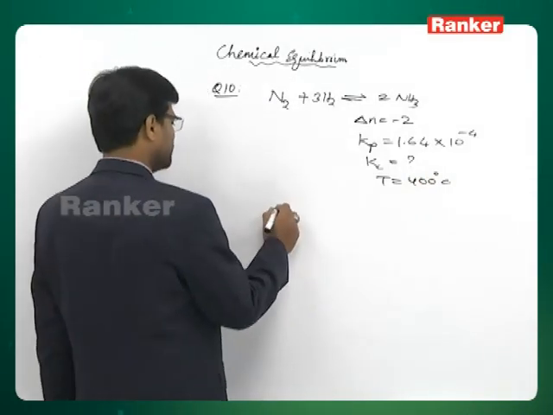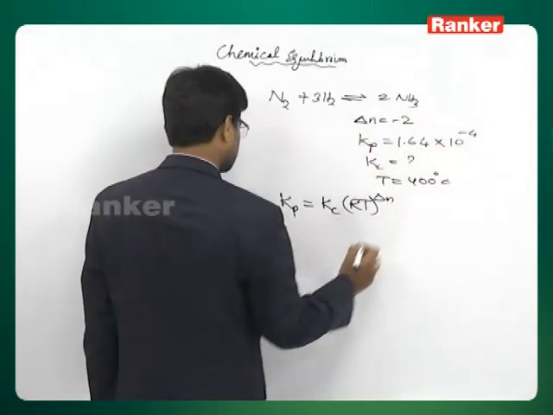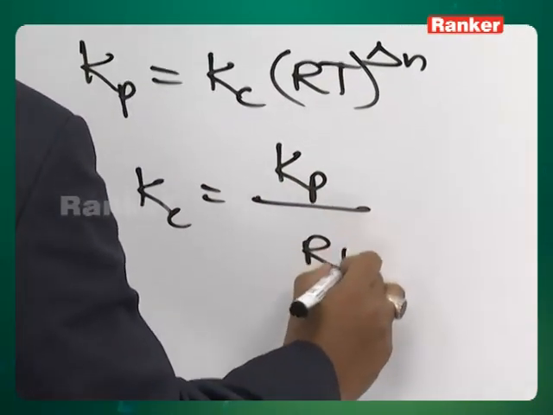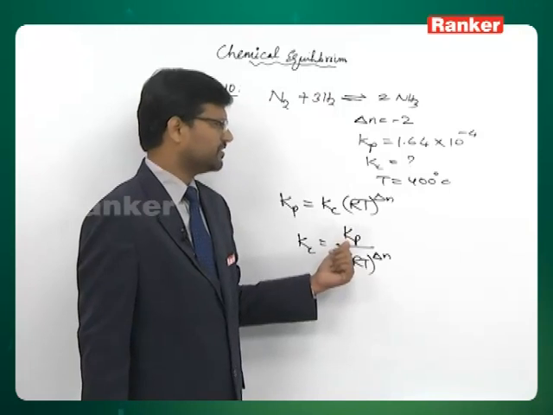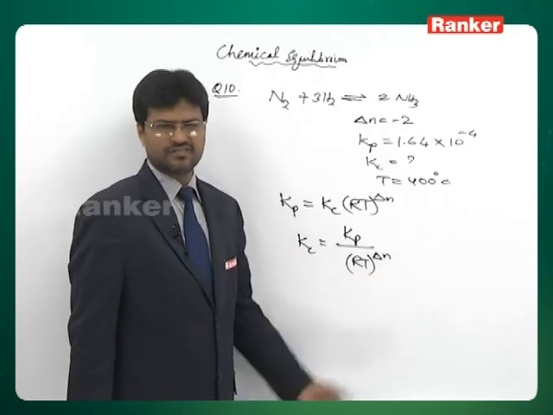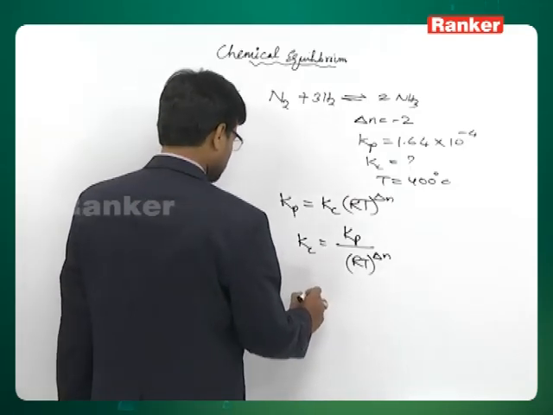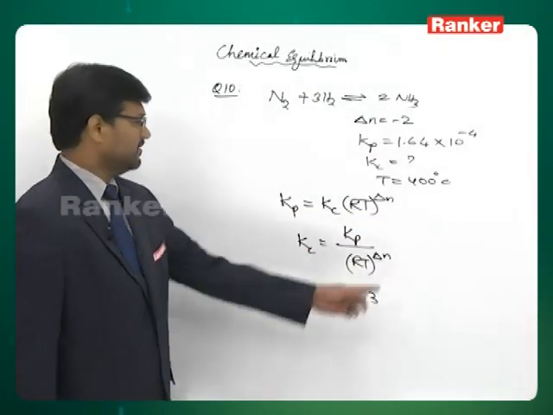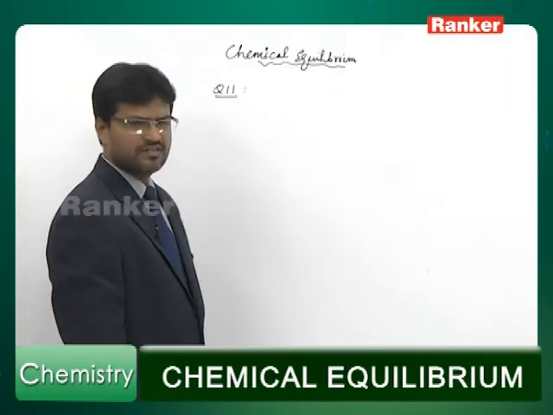What you need to do is use this formula, Kp equals Kc into RT power delta n, or Kc equals Kp by RT power delta n. Substitute the values. On substituting Kp 1.64 into 10 raised to minus 4, R as 0.0821, and T taken as 673 Kelvin, you get the value 0.513. So, the answer is Kc equals 0.513. Delta n has to be taken as minus 2 here. The answer is the third option.